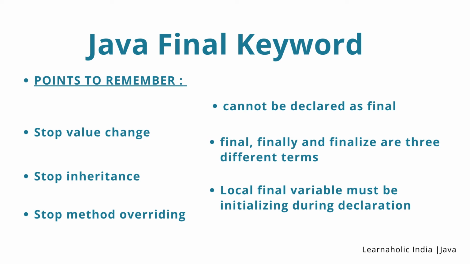6. A final class cannot be inherited. 7. If method parameters are declared final, then the value of these parameters cannot be changed. 8. It is a good practice to name final variables in all caps. 9. Final, finally and finalize are three different terms. Finally is used in exception handling and finalize is a method that is called by the JVM during garbage collection.